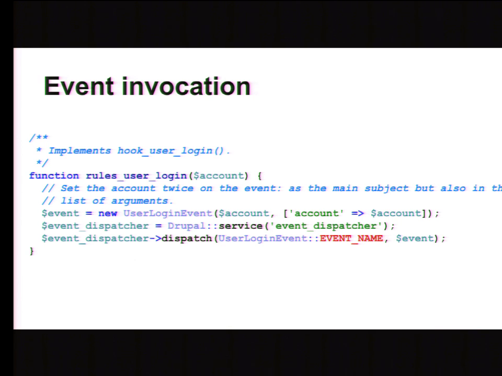And then Rules will catch this event and look up its configuration. Do we have a rule configured for this event? And then invoke it. So for you as a module developer, it's really simple. You just create this event class, pass in all the context information that you specified in a YAML file, and then you're basically done. Rules will handle the execution for you. It's similar to Drupal 7, where you called rules_invoke_event. Just here, you dispatch it through the event dispatching service.